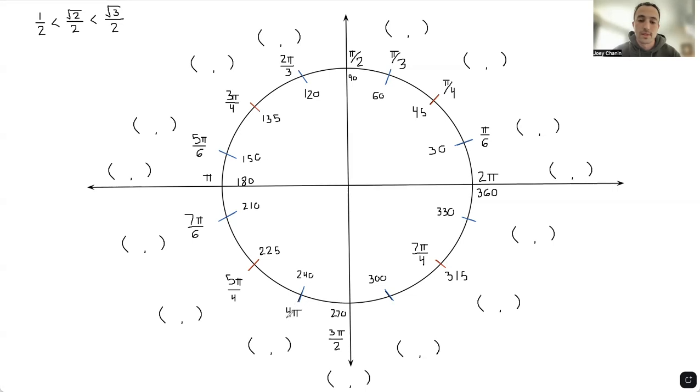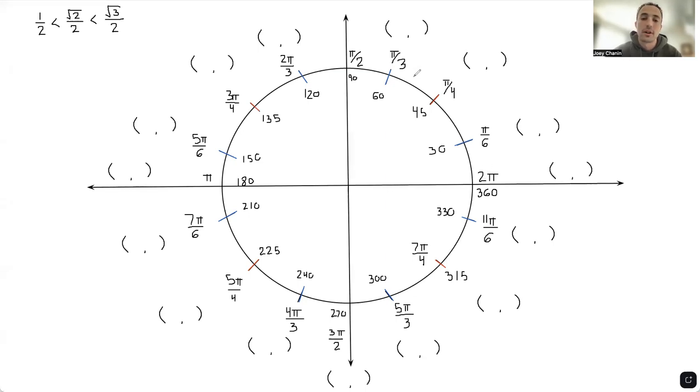Feel free to skip ahead in this part, but we're almost done. Next is 9 pi over 6. If we divide by 3 on top and bottom, we get 3 pi over 2. Then 10 pi over 6, divide both by 2, we get 5 pi over 3. And then 11 pi over 6. And lastly, at 360, we have 12 pi over 6, divide both by 2, we get 2 pi.